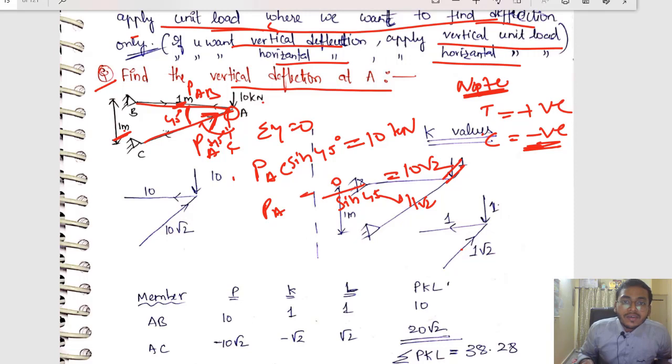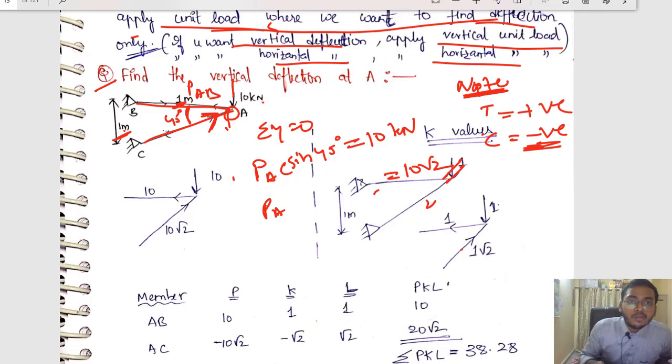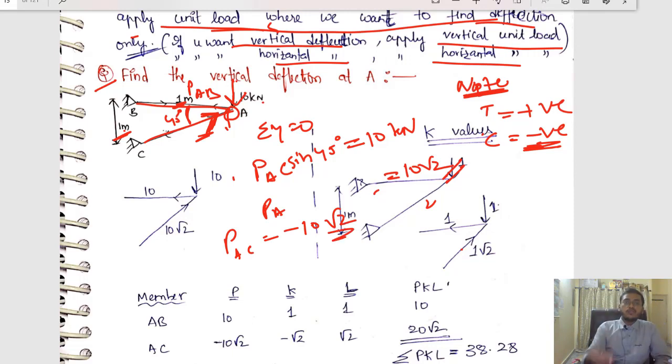But what is the sign? You have assumed it as a compressive force, because I know sigma y is equal, the downward force should be equal to the upward force. That's the only reason why I have assumed compressive, just by logic, just by common sense. So what should I write? I write PAC is equals to minus 10 root 2 because it is a compressive force. It is going towards the joint. Never forget this point.